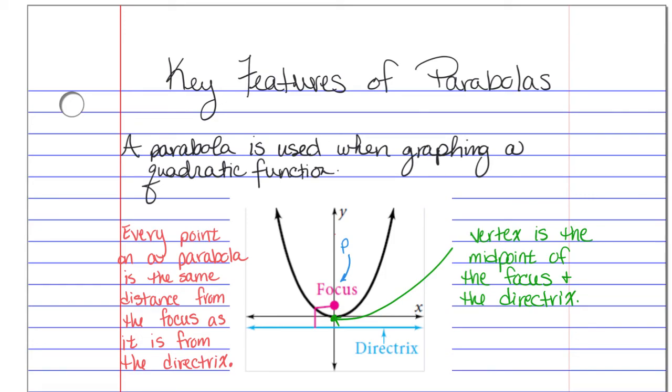We usually have talked about the vertex being the maximum or the minimum of a parabola, and we may have looked at something known as the axis of symmetry, which goes through the vertex and cuts the parabola in half, forming two mirror images of each other.